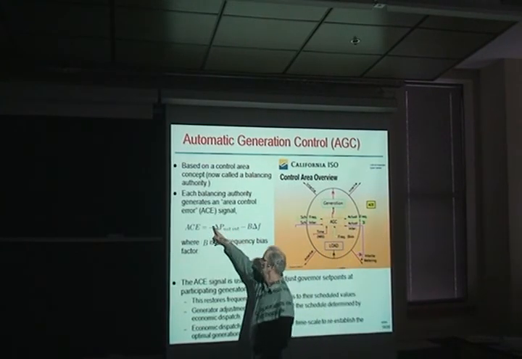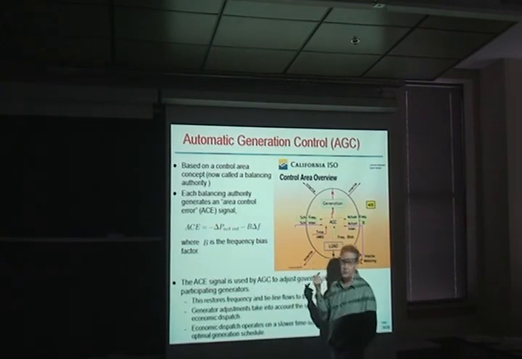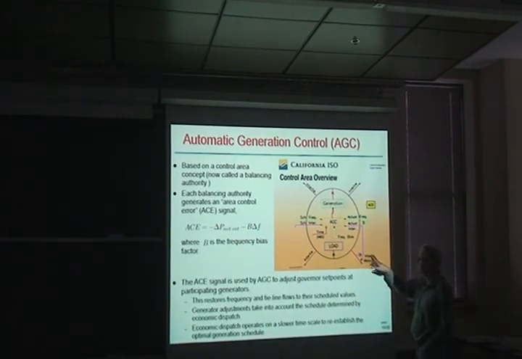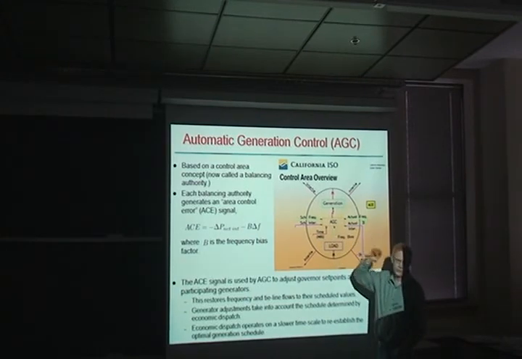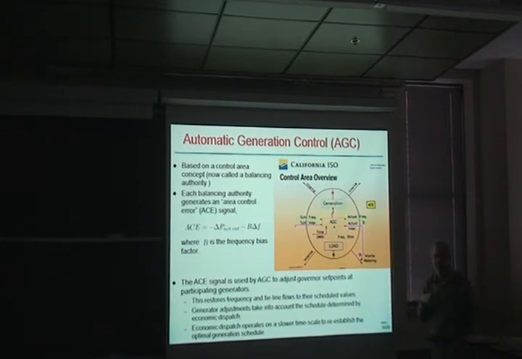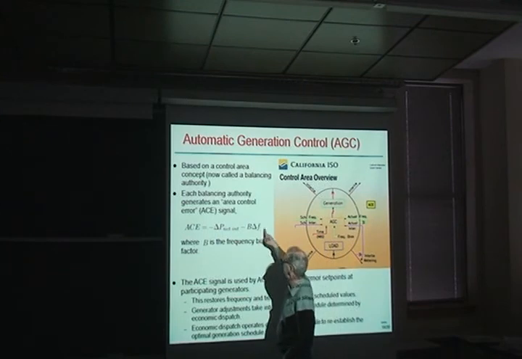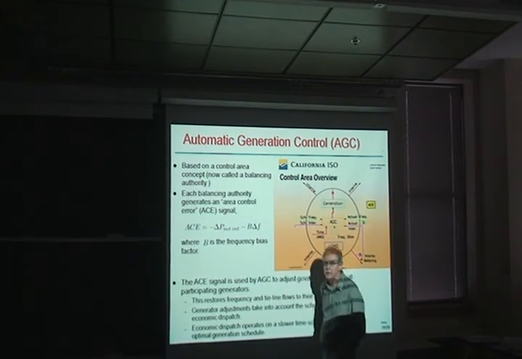So automatic generation control is monitoring the flow across the boundary and establishing an error signal between what's actually flowing and what is scheduled to flow. And it's doing the same with the frequency. So it's saying the scheduled frequency is probably 60 hertz. The actual frequency is 59.99 hertz. So that gives an error signal in the frequency.